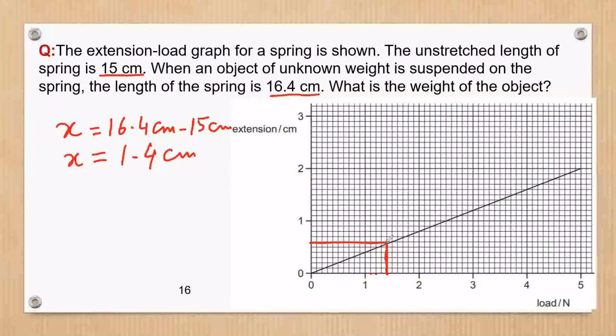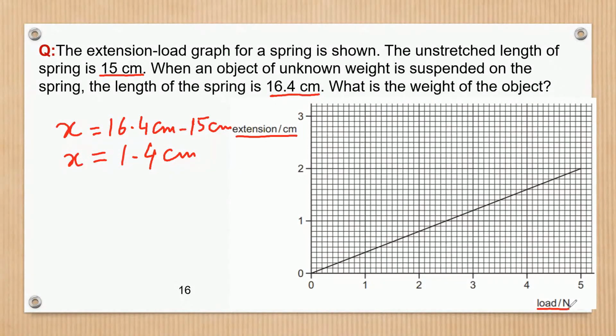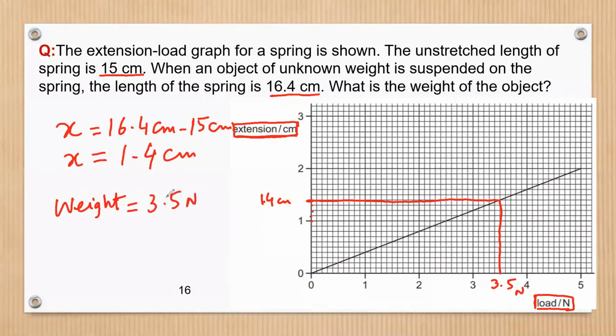The extension is given along the y-axis, and the value of the load is given along the x-axis. So the extension 1.4 centimeter, here's 1.4 centimeter extension. We can pull it on the x-axis to calculate the load when the spring is going to extend 1.4 centimeters. That is 3.5 newtons. So the value of the weight of the object will be 3.5 newtons in this case.